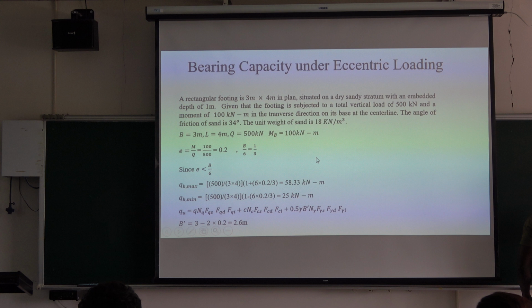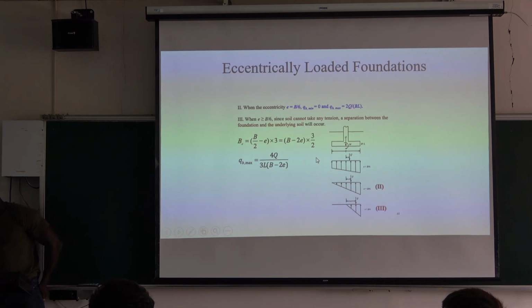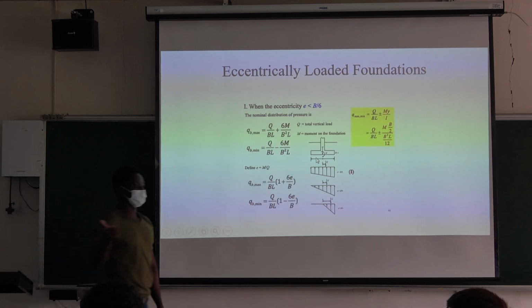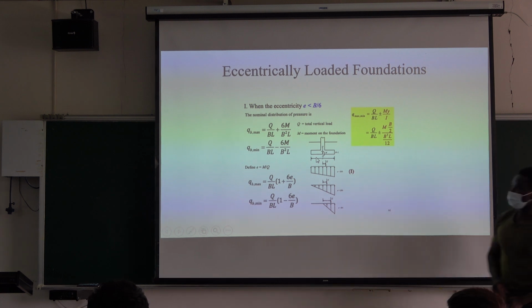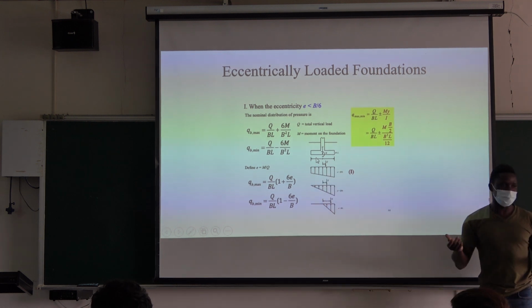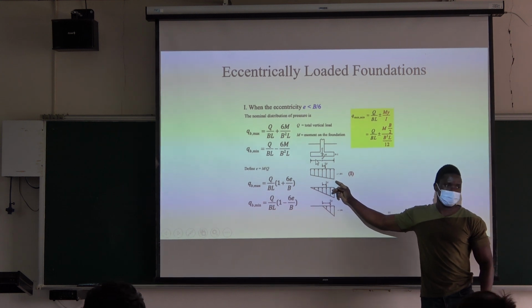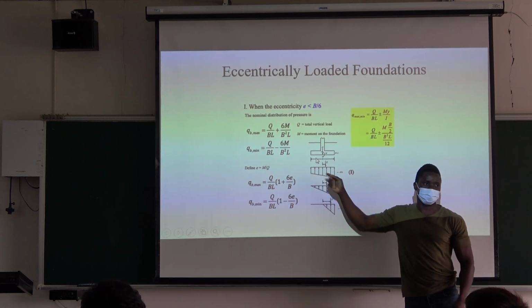We have this, and then we have this and this. Here, since we know in our question E is less than B over 6, we have something like this: E less than B over 6 when we calculate it. So we know the distribution of the pressure at the base of the footing will be like this. We just want to have an idea: what is the maximum pressure here? That's the QB max. And then what is the limit? It just gives us an idea of the distribution of pressure under the base of the footing.